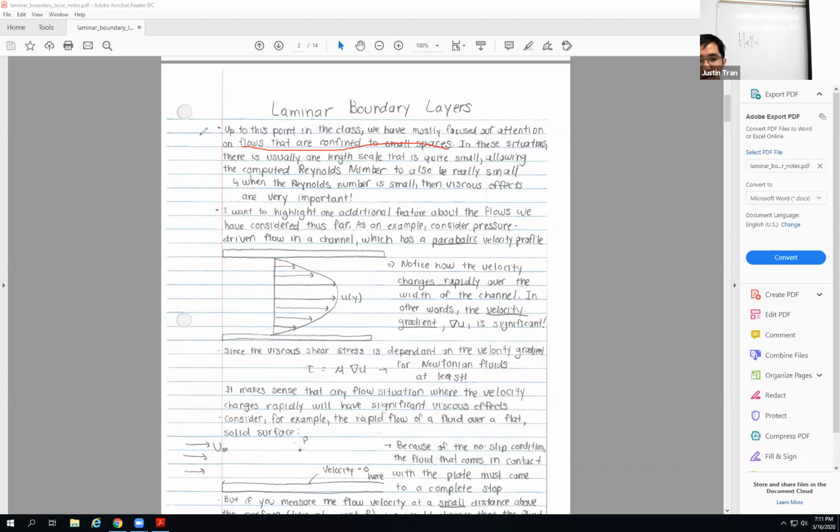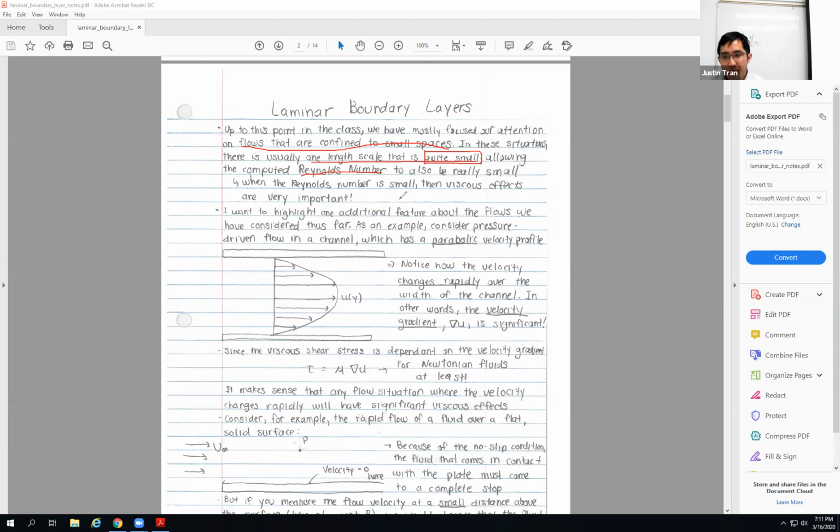So in these situations, there was usually one length scale, right? And it's usually quite small. If you think about our lubrication case, that was the direction perpendicular to the flow, or the thickness of the film. So what this allowed us to do was that when we computed the Reynolds number of those situations, that Reynolds number was also really, really small. Okay? And we know that when the Reynolds number is small, then viscous effects are important.